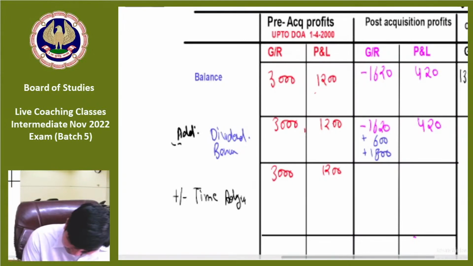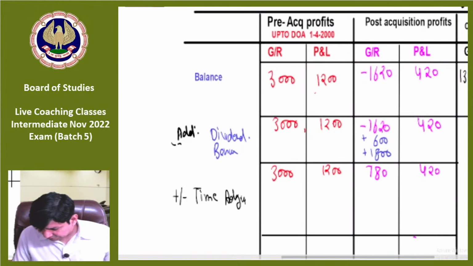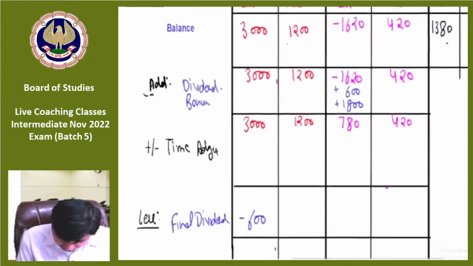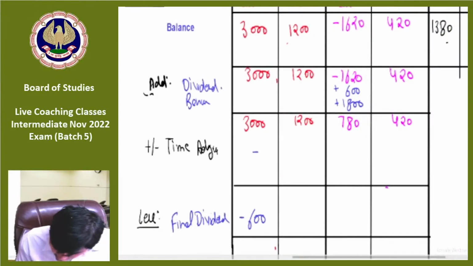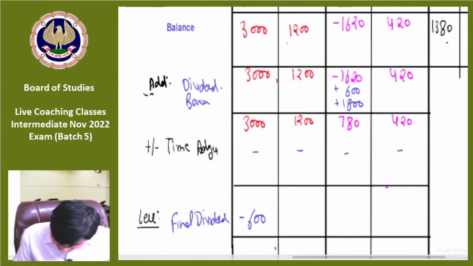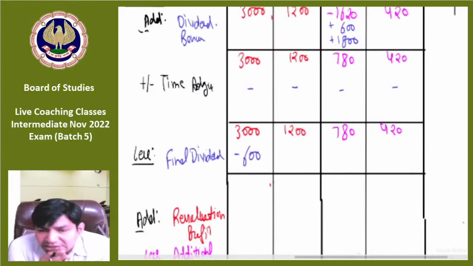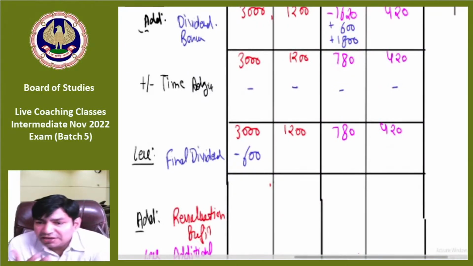And in the post acquisition, what you will find here is minus 1620 plus 600 plus 1800. It means before effecting the dividend and bonus figure, the profit in the post acquisition was 780. Oh my god, it seems like it was a loss in the post acquisition. No, there is no loss. Is there any time adjustment in this regard? No, because the figures have been given as of the date of acquisition. So there is no time adjustment. It means the same figure will continue to the next part of the solution in analysis of profit. No profit needs to be shifted from one period to another. It means the figures are correct.